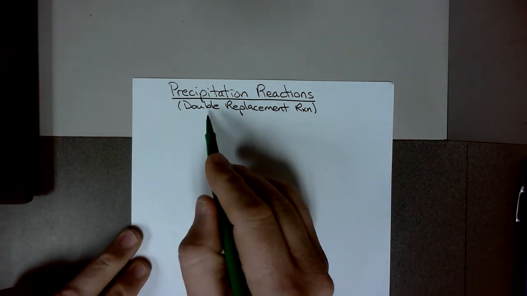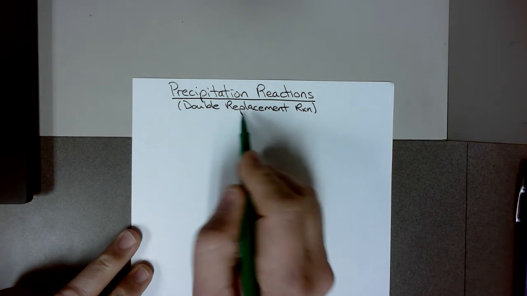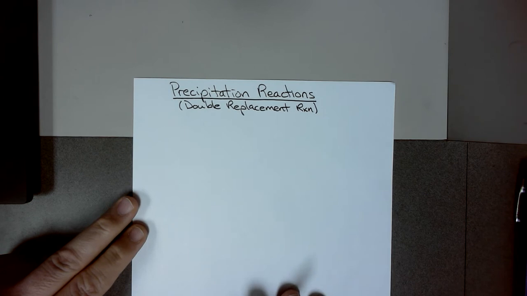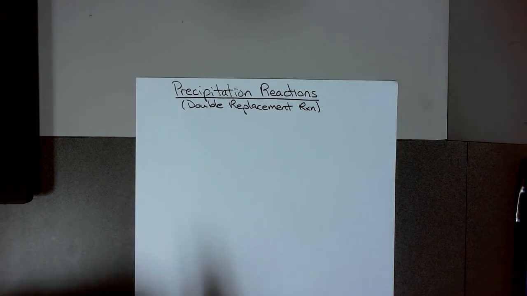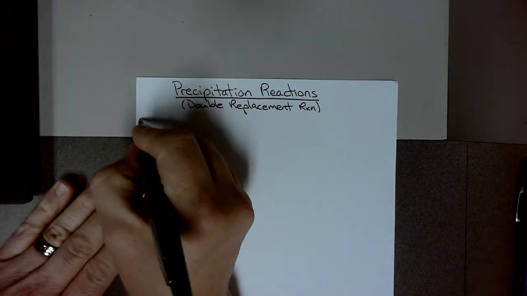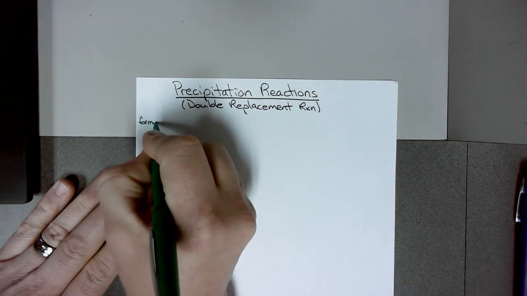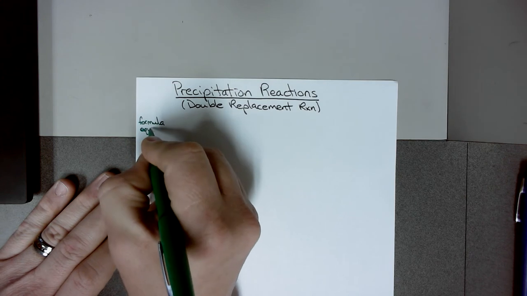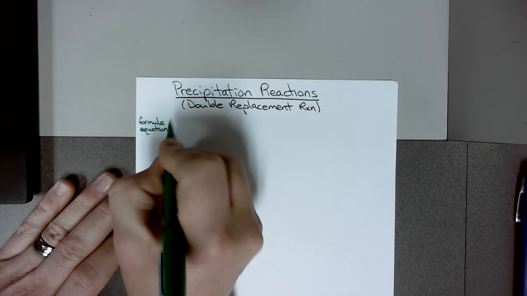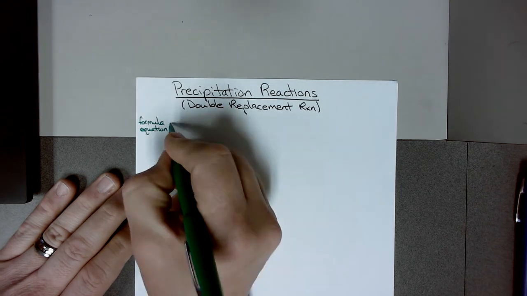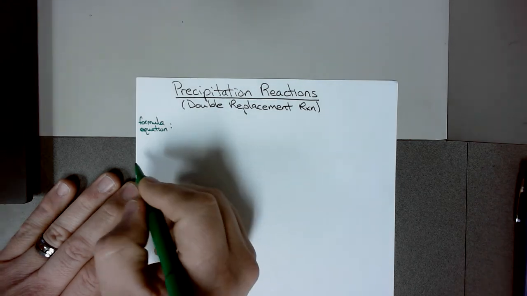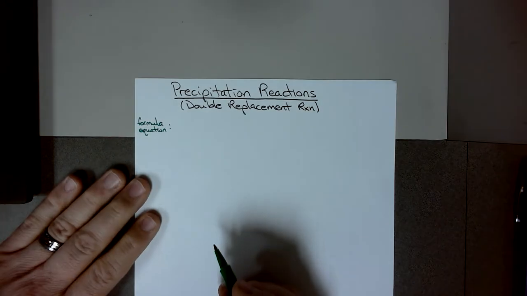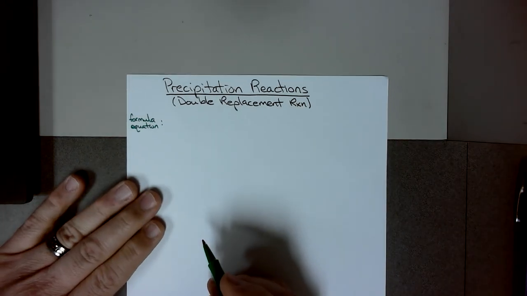And precipitation reactions are also under the category of double replacement reactions. And this will kind of follow in the same order as the single replacement in that we will be writing a formula equation, because there will be ionic compounds involved. In fact, precipitation reactions are about ionic compounds. And then we will do a total ionic and a net ionic. So let's write the formula equation first.